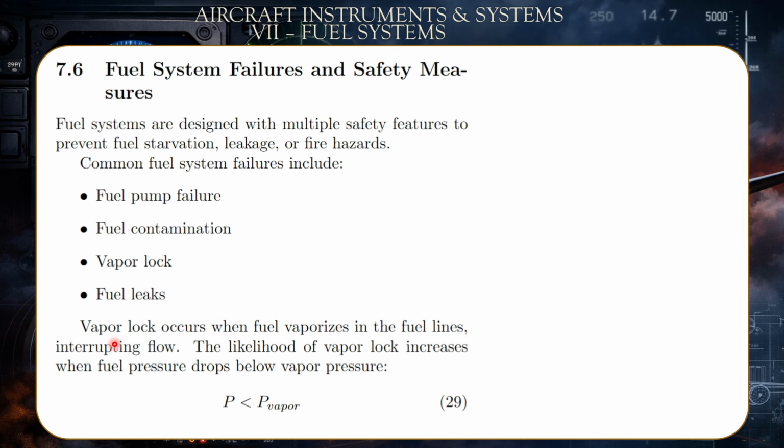Vapor lock occurs when fuel vaporizes in the fuel lines, interrupting flow. Okay? The likelihood of vapor lock increases when the fuel pressure drops below vapor pressure. So the vapor would keep the fuel from flowing in such a case, which is when the pressure P of the fuel is less than the pressure of the vapor.